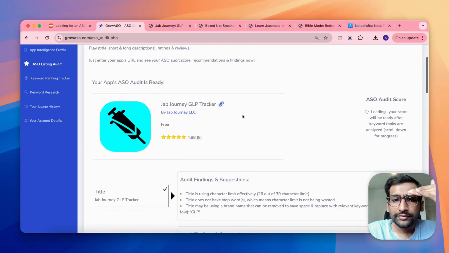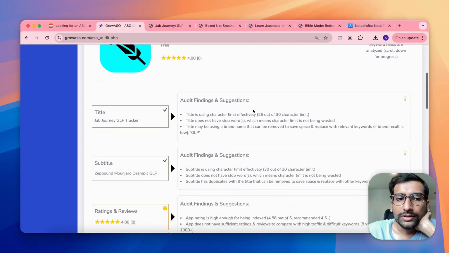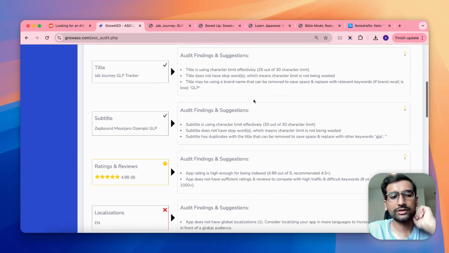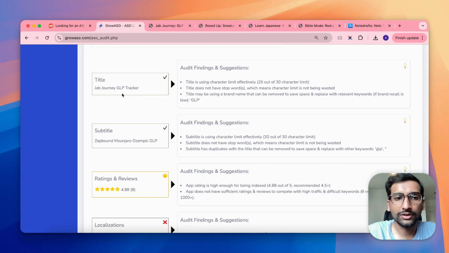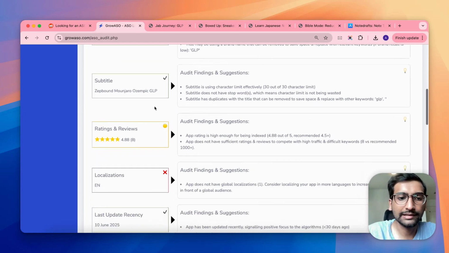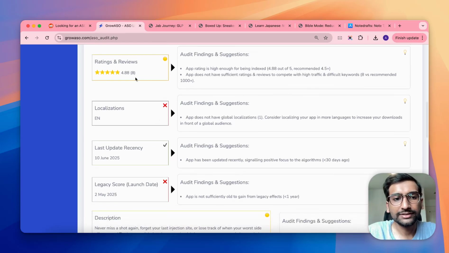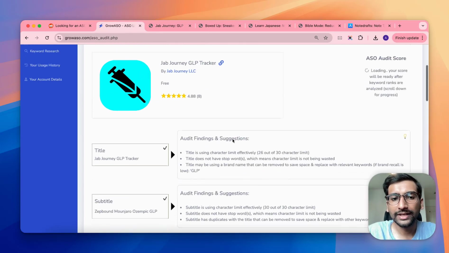Okay, so when we start off, what we see in the tool is that it analyzes a lot of the basics of the app listing. It will track how long the title is, the subtitle, and some of the health metrics like the ratings, reviews, and localization.